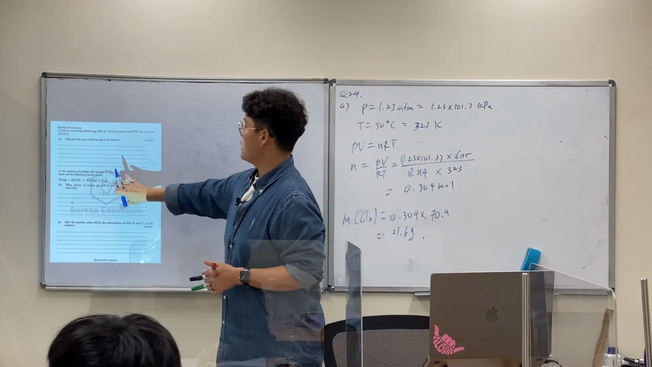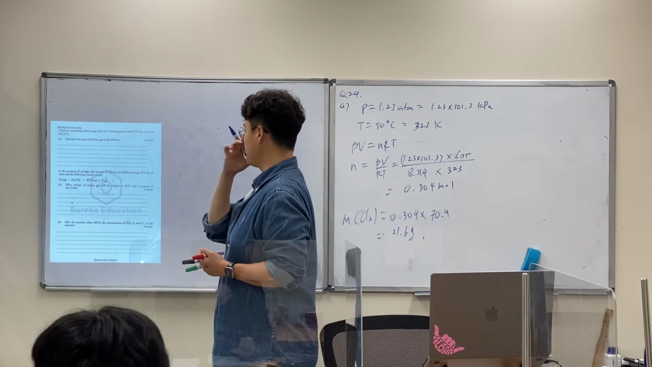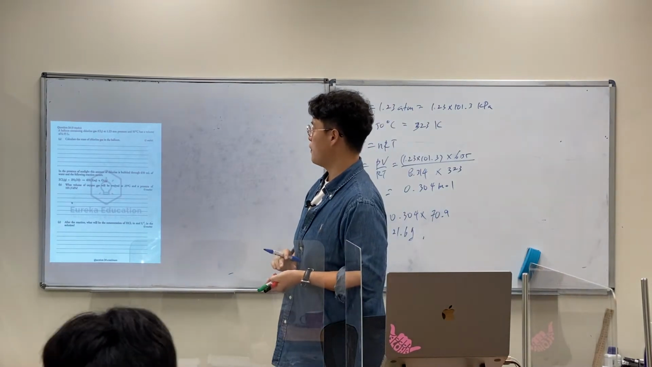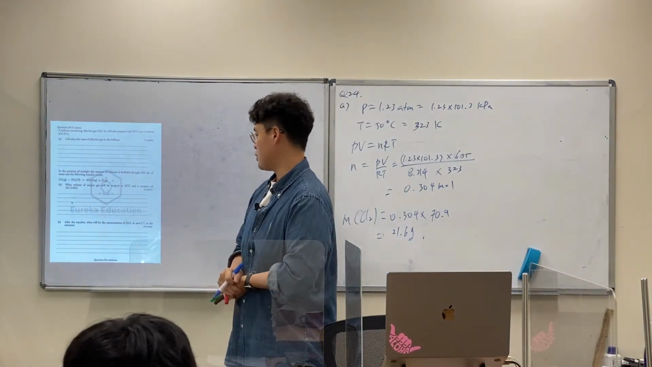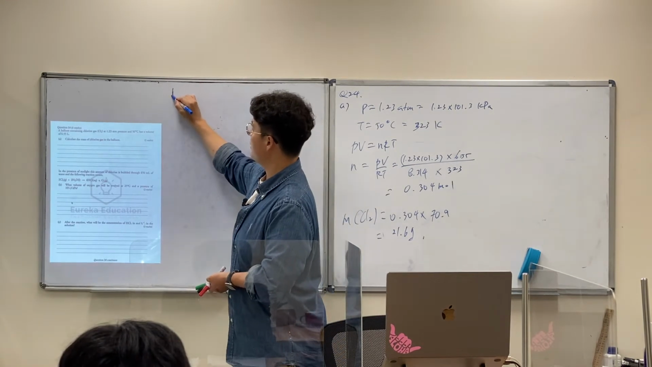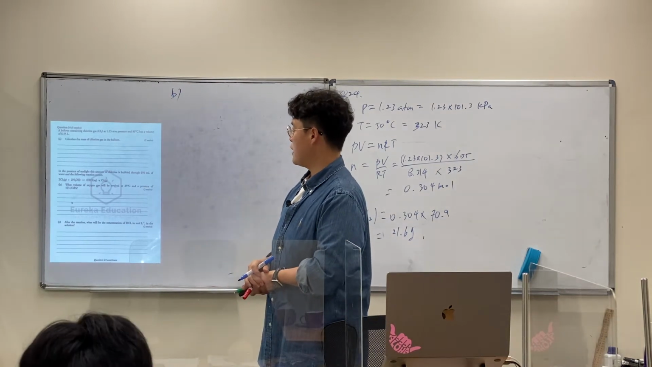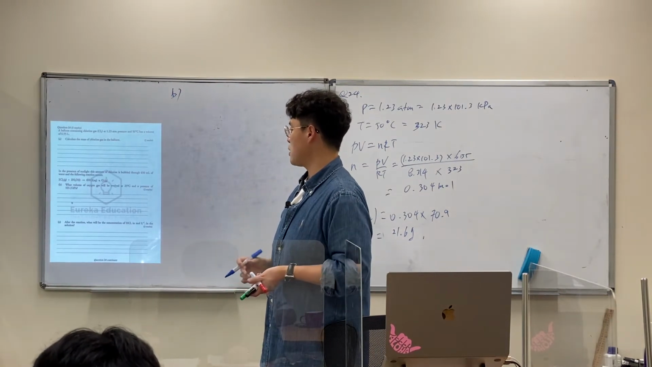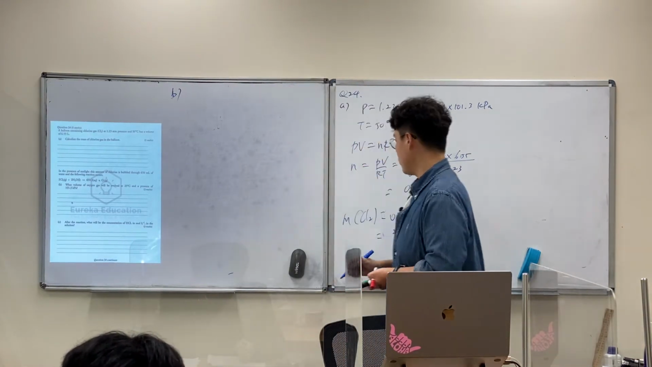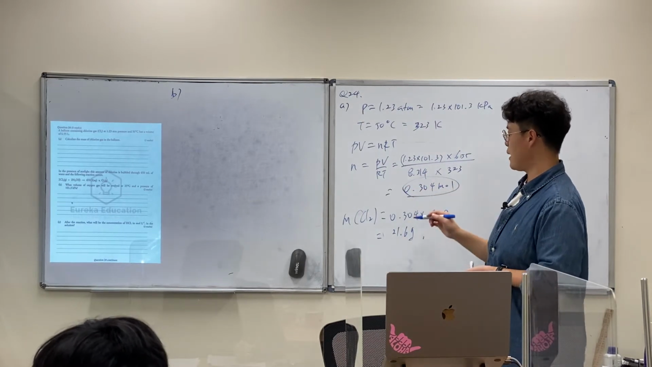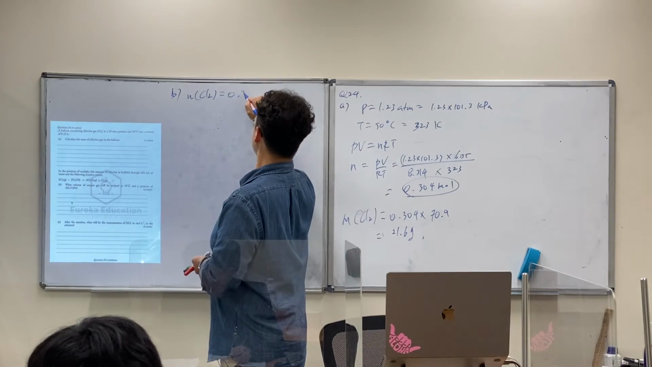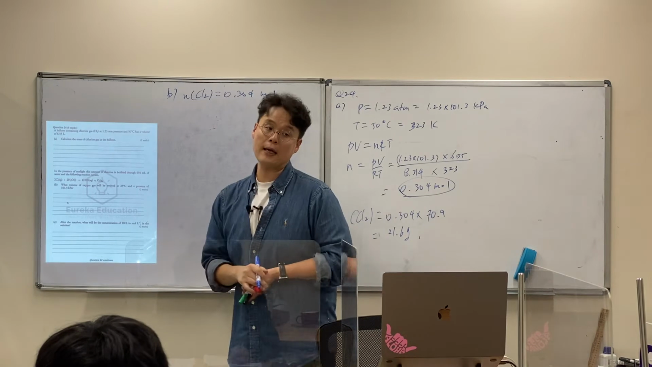All right. In the presence of sunlight, this amount of chlorine is bubbled through 650 mL of water, and the following reaction occurs: 2Cl2 plus 2H2O goes to 4HCl and O2. So B. What volume of oxygen gas will be evolved at 25 degrees Celsius and a pressure of 101.3 kilopascal? This is a pretty easy question once we know the chlorine. We have nCl2, which we found to be 0.304 mole from the previous question A.